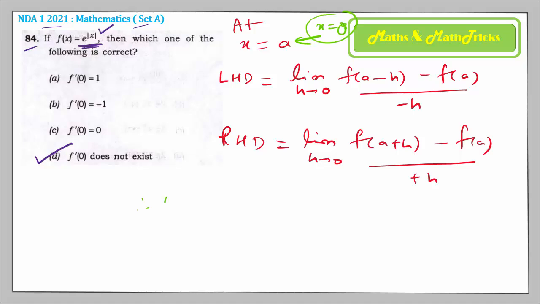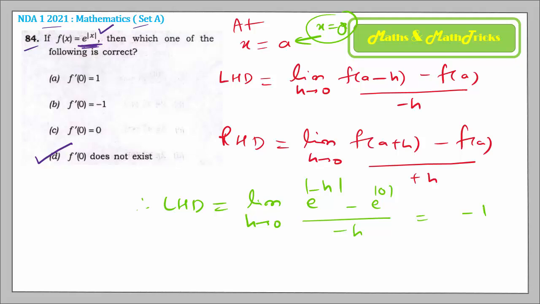Accordingly, the LHD will turn out to be limit h tends to 0 of e to the power mod of minus h, because it's 0 minus h, right? You are substituting minus h in the mod of x. So it is e to the power mod of minus h minus e to the power mod 0, divided by minus h. What do you get? You will get this answer to be minus 1, isn't it?